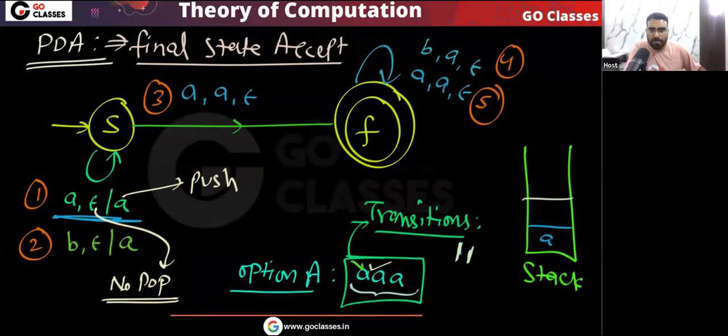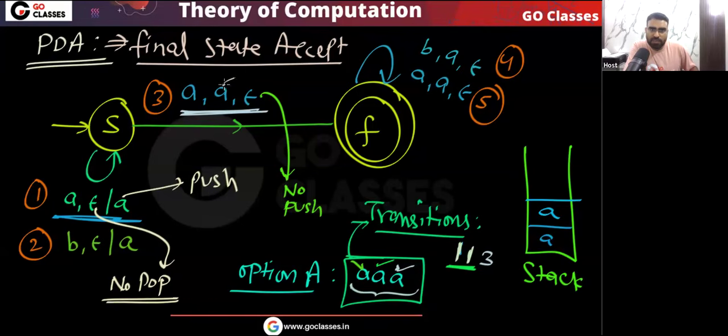What you can do, notice one thing: for the first two A's, I can take transition 1 1. For these two A's, I can take transition 1 1, and basically 2 A's I will push. Then for the next A, I can take transition 3. In transition 3, I am not pushing anything. There is no push. I am popping this A. This A will be popped, and you can see now I am in the final state.